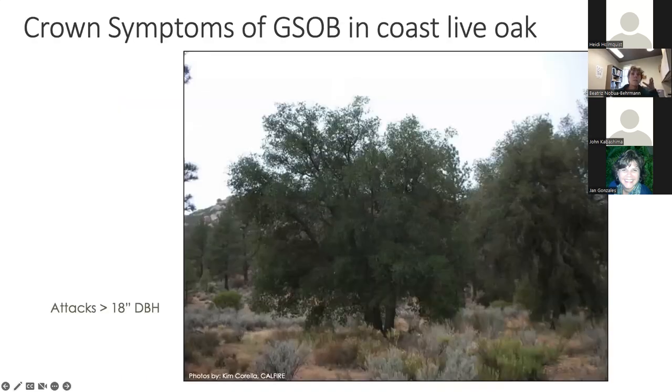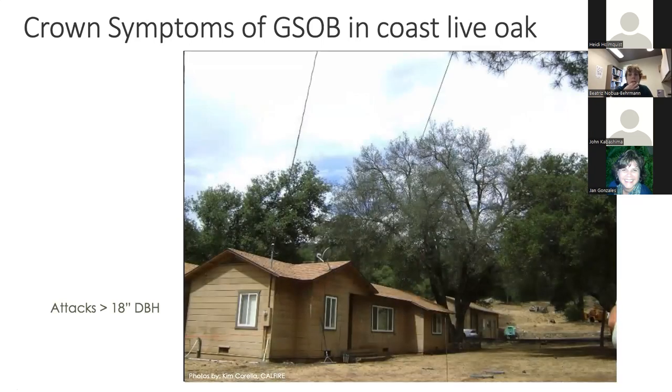Other crown symptoms that we can see is some dieback. A lot of the times we are drawn to go and check on trees that show some kind of dieback, but be aware that when a tree is recently infested, it won't show much dieback, right? So this tree in this picture here looks pretty healthy, even though it does have evidence of GSOB attack. It will take about 3 to 5 years for a tree to die from GSOB.